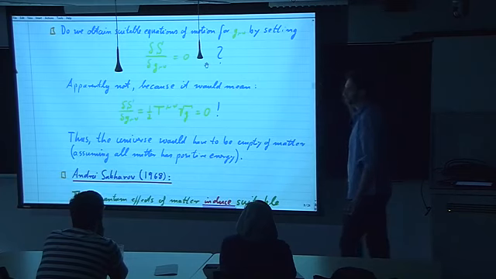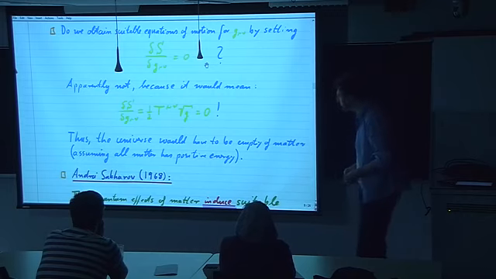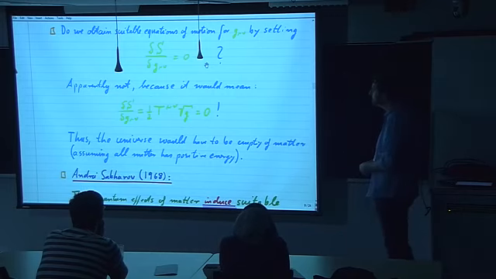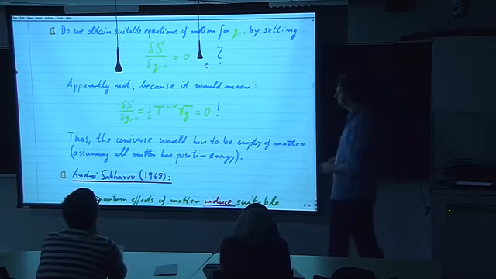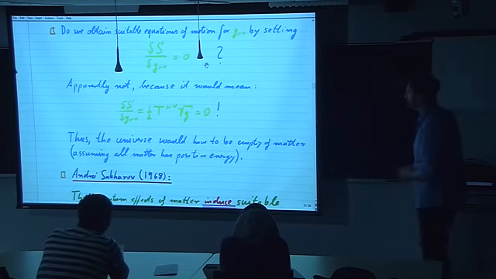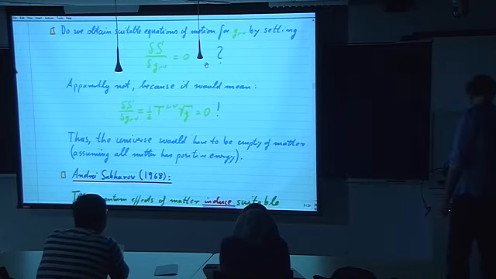So we are missing something. That can't be right. That can't be the proper equation of motion for the metric. The universe would have to be empty of matter if this were the correct equation of motion.